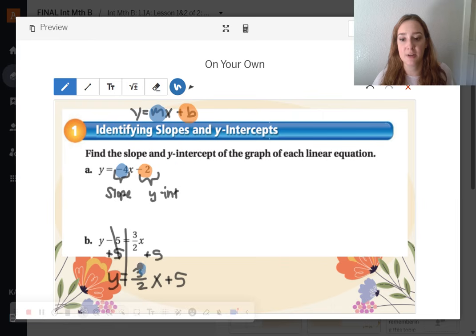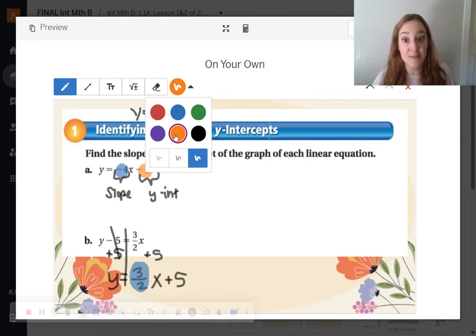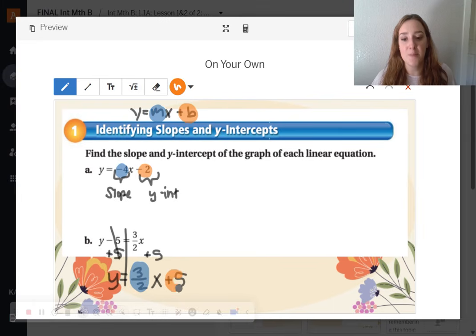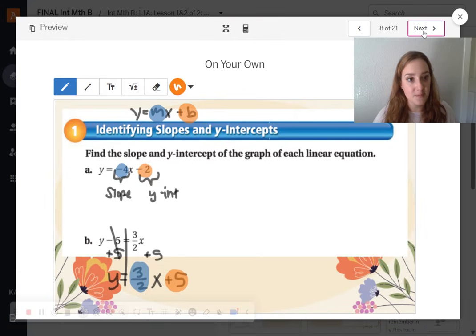Again, color coding. Remember, slope is always the coefficient. It's the number right in front of x. So that's another way we can more easily identify it. And b, the y-intercept, is always the constant at the end of our equation. So always looking for the constant for our y-intercept.